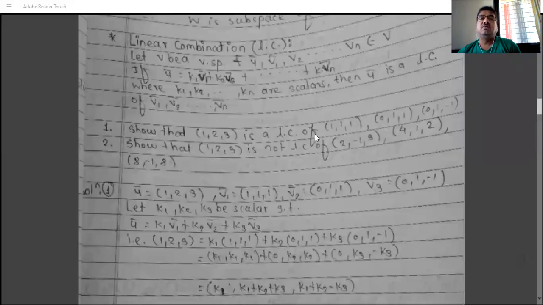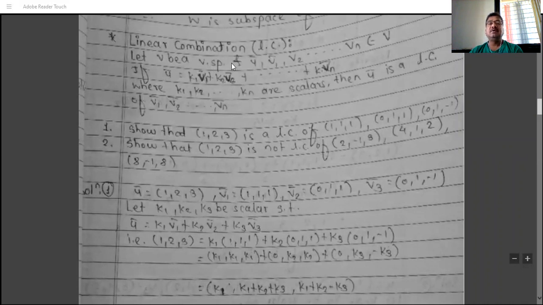Next topic is linear combination, shortly denoted by L.C. Let V be a vector space and u, v1, v2, ..., vn belong to V, that is, they are vectors of the vector space V. Then if u can be expressed in the form k1 v1 + k2 v2 + ... + kn vn, where k1, k2, ..., kn are scalars, that is, real numbers, then we say that u is a linear combination of v1, v2, ..., vn.